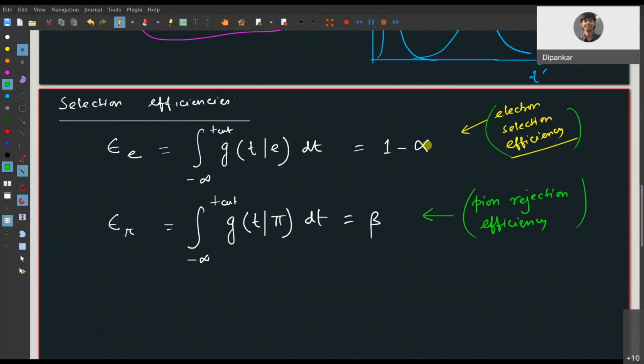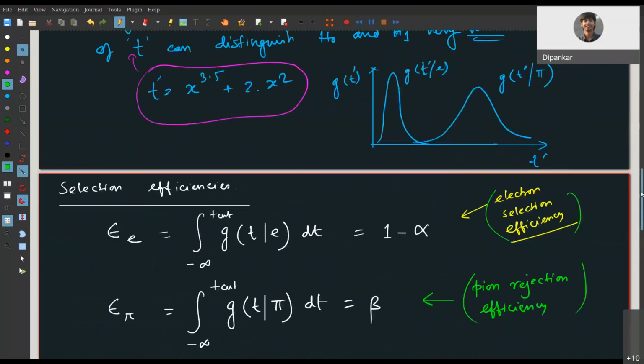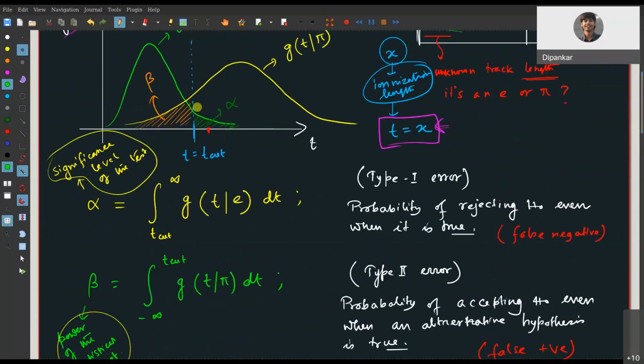You are basically rejecting those electrons because you do not want your pion contamination. And then the opposite is again true. It's the pion rejection efficiency. That is, by allowing this T cut, by how much pion are you allowing to contaminate your result.